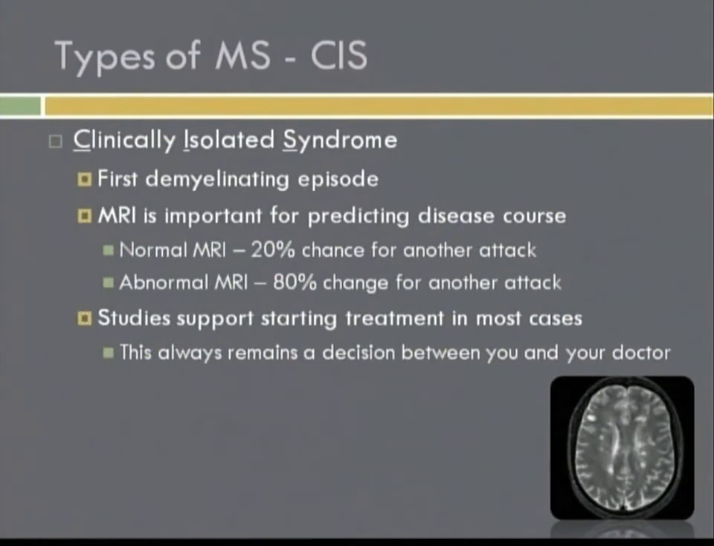The second type of MS on that continuum is called CIS, or clinically isolated syndrome. This is when a patient has only one attack of multiple sclerosis. And what we know about this is that if a patient has a typical MS-type attack, but it's only the first one, and their MRI is normal, they have a low chance for developing further symptoms. If instead a patient has an abnormal MRI, an MRI that looks like multiple sclerosis, then they have a high chance for developing further symptoms.